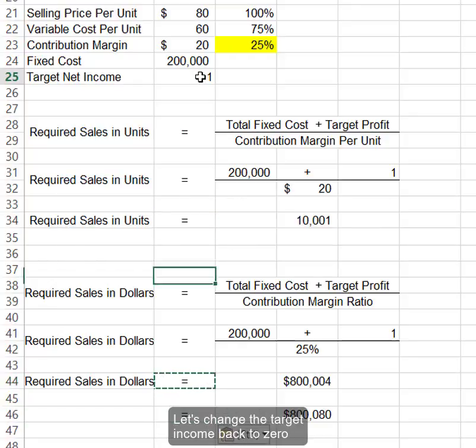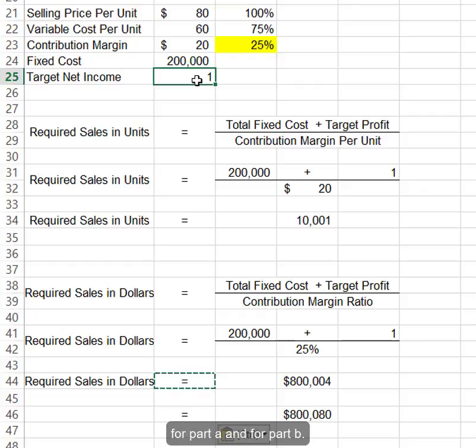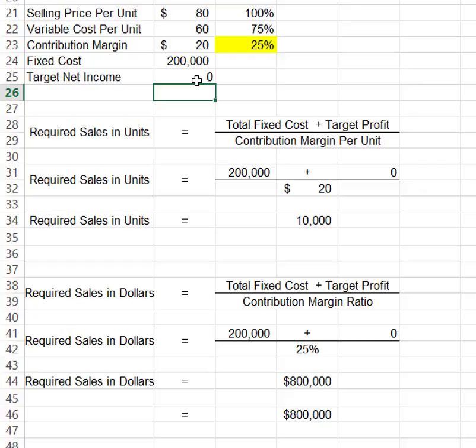Let's change the target income back to 0 for part A and for part B. And the answer is 10,000 units and $800,000.